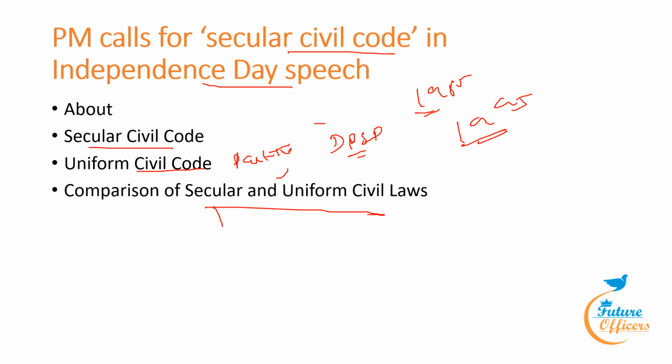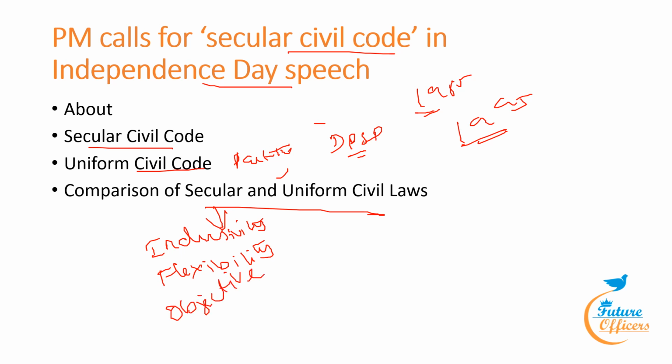First, we'll be seeing the secular civil code. In this, first we have inclusivity, flexibility, and finally their objective. So in inclusivity, it is designed to respect religious diversity while establishing a common legal framework. Next, flexibility. It may allow for religious specific practice in certain contexts but ensures that core aspects of personal law are consistent across all religions. Next, its objective. It focuses on maintaining secularism in law while harmonizing practices in personal matters.